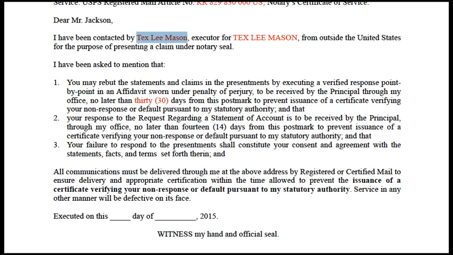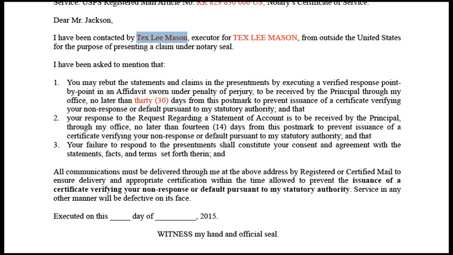in the affidavit sworn under penalty of perjury, to be received by the notary, to be received by the principal through my office no later than 30 days from this postmark to prevent issuance of a certificate verifying your non-response or default pursuant to my statutory authority, and that your response to the request regarding a statement of account is to be received by the principal through my office no later than 14 days from this postmark to prevent the issuance of a certificate verifying your non-response or default pursuant to my statutory authority.